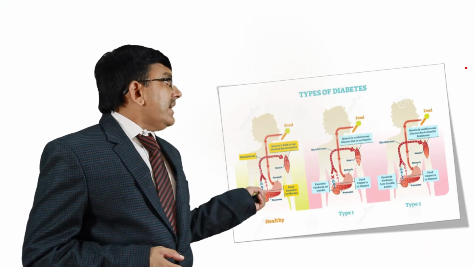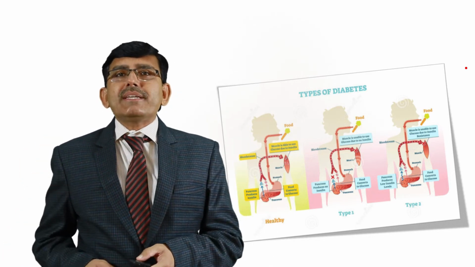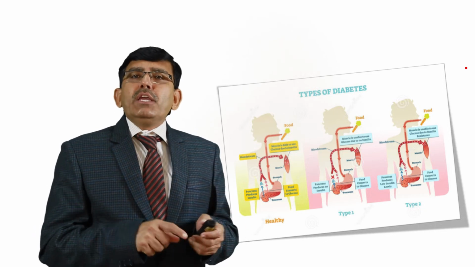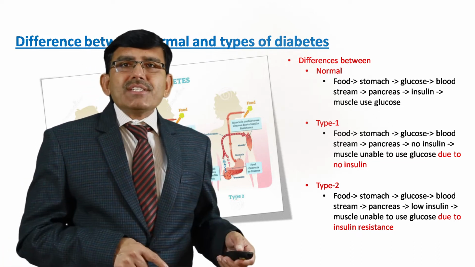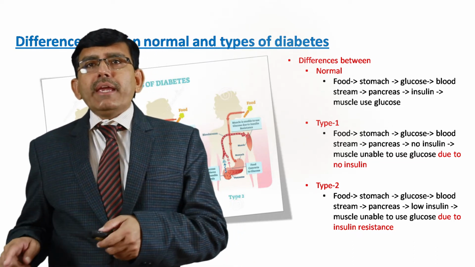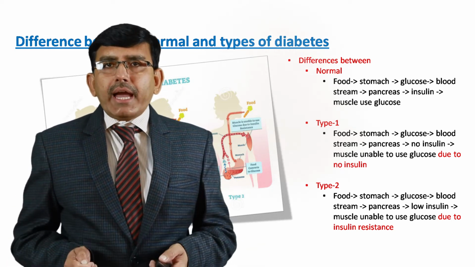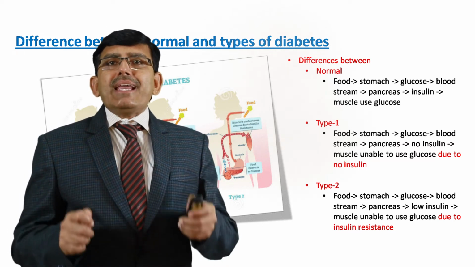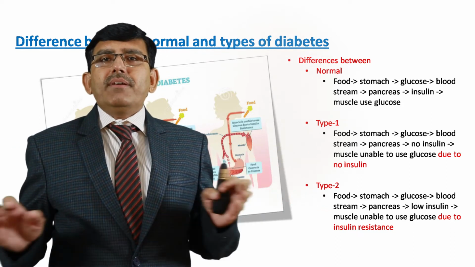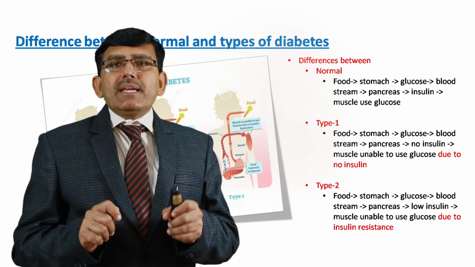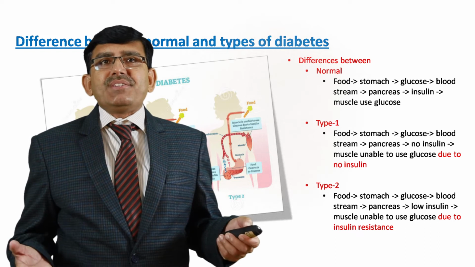Here in this slide, it is going to give the differences with normal along with these two basic types. In the normal case, the flow is food, stomach, glucose, bloodstream, pancreas, insulin and muscle cell. Whereas in type 1, the muscle cell is unable to use the glucose because there is no insulin. Whereas in type 2, the muscle is unable to use the glucose when insulin resistance begins.